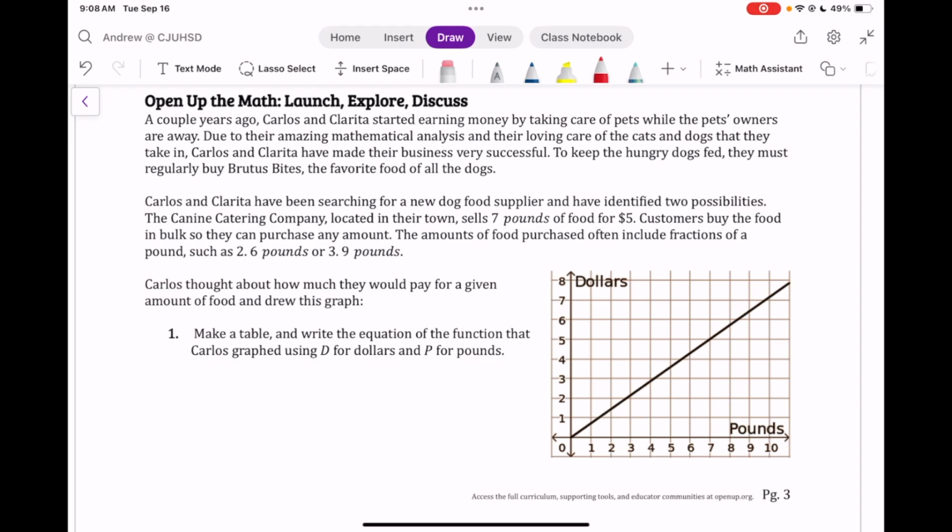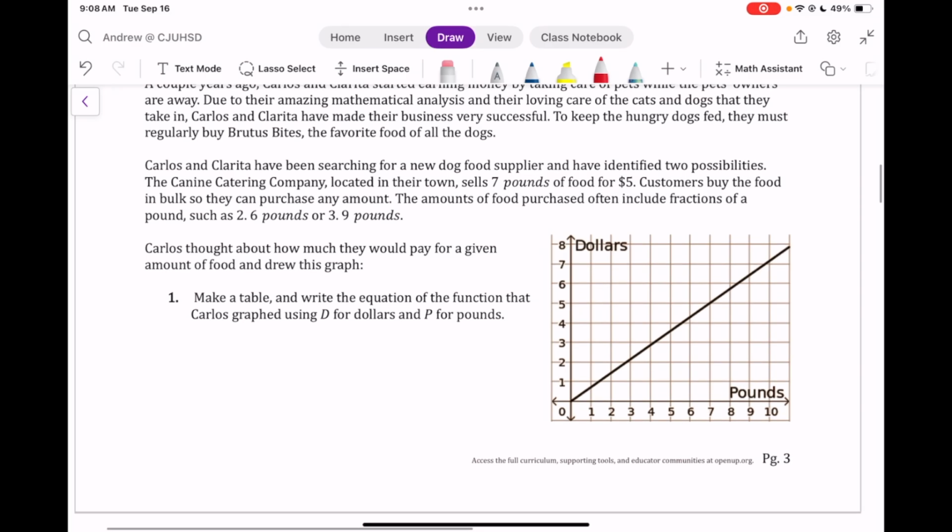The Canine Catering Company, located in their town, sells 7 pounds of food for $5. Customers buy the food in bulk so they can purchase any amount. The amounts of food purchased often include fractions of a pound, such as 2.6 pounds or 3.9 pounds. Carlos thought about how much they would pay for a given amount of food, and he drew this graph. Make a table and write the equation of the function that Carlos graphed using D for dollars and P for pounds.